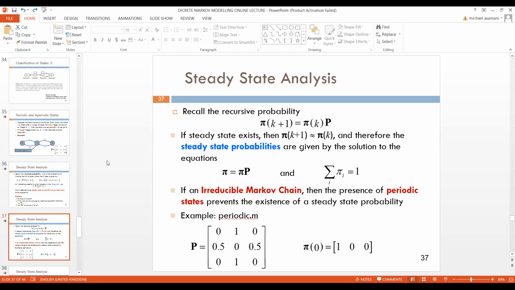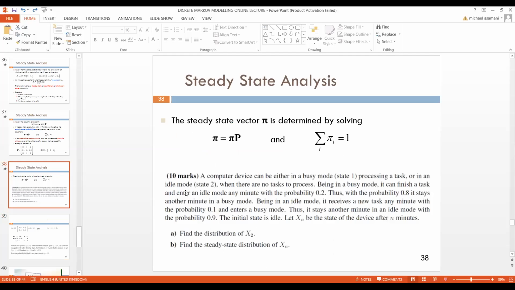So let's take an example on this. We have this previous example, which is a computer device being in state one. We are asked to find the steady state distribution of the process.